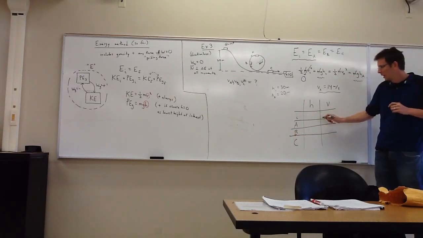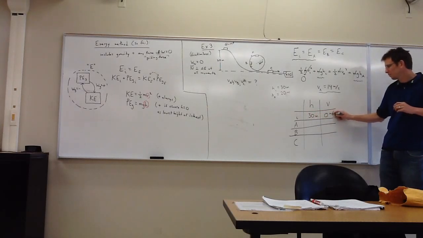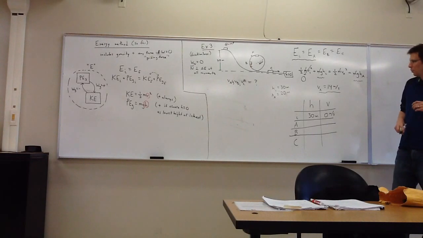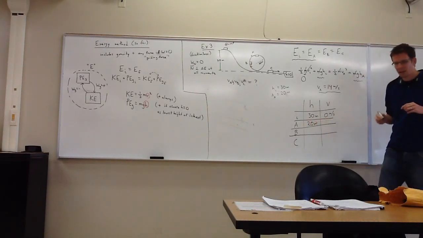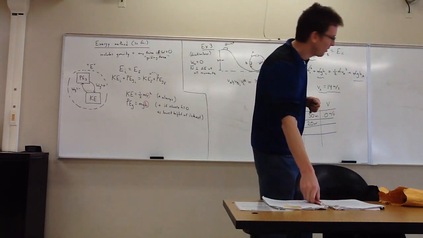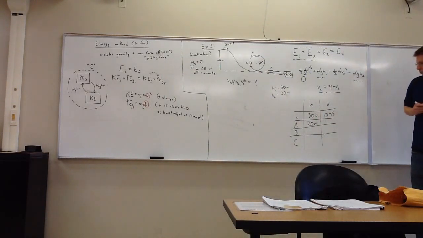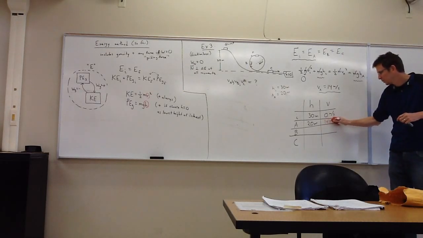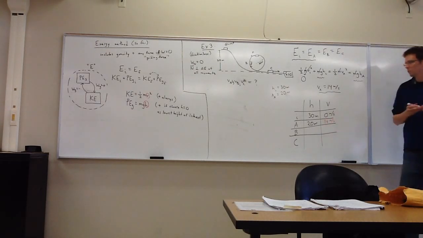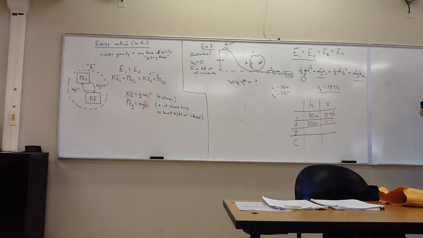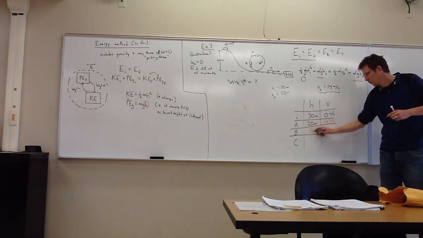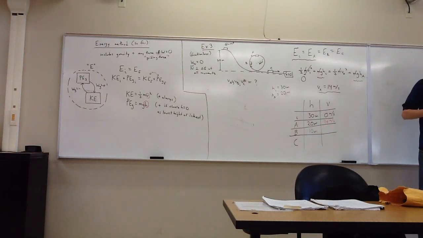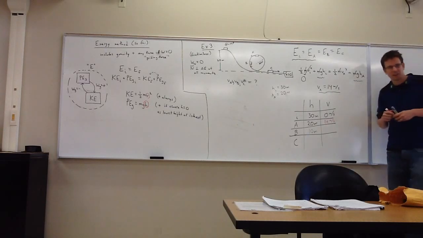So the initial height was 30 meters, and the initial speed was nothing. At point A, we knew that we went down to 20 meters, and we were able to solve. I'll put numbers that we solved for in red: 14. We just talked about the fact that at point B, what's your height again at point B? 10 meters. So is your speed going to be bigger or smaller than 14? It's bigger.